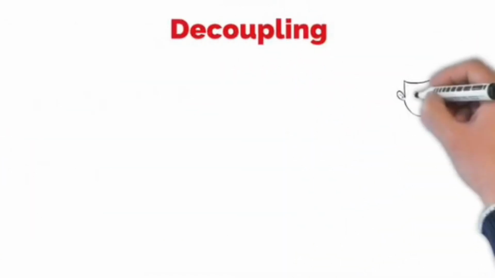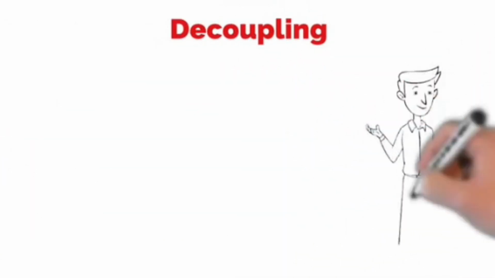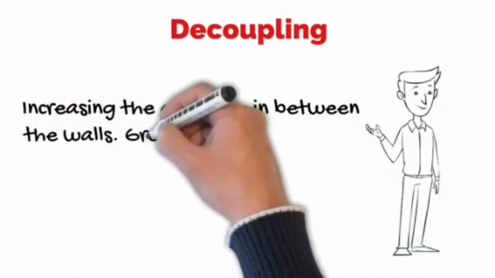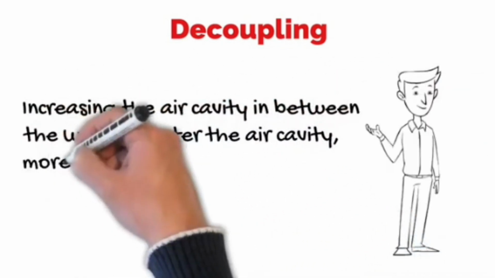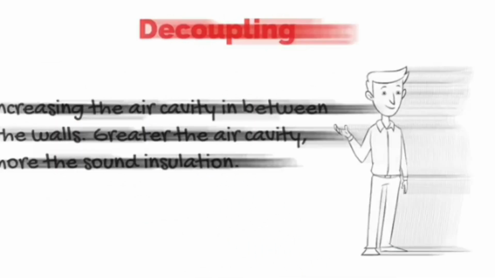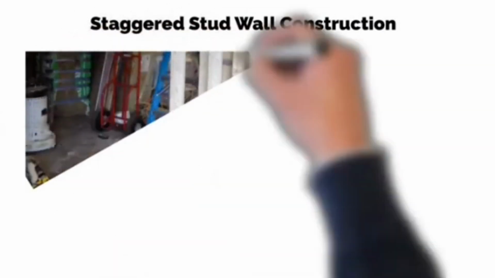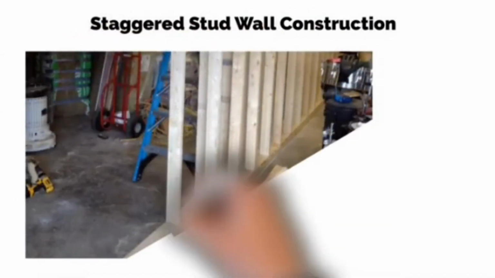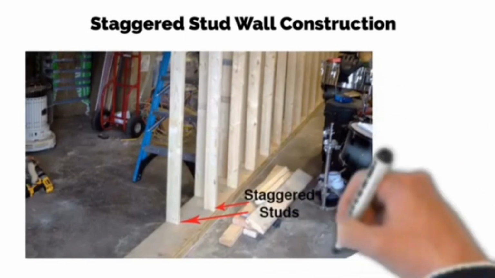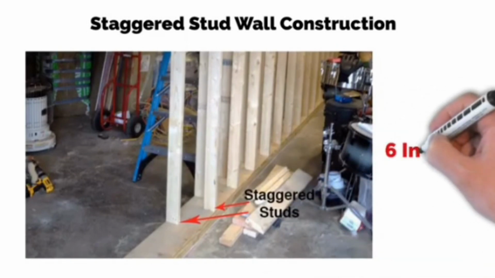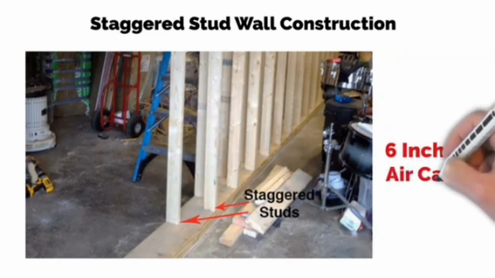And that is where decoupling comes in. Decoupling, in simple terms, is increasing the air cavity in between the walls. The greater the air cavity, the more the sound insulation. Decoupling by staggered stud wall construction. A normal wall would be 4 inches wide, whereas a staggered wall would be 6 inches wide. The vertical 2x4 studs are placed alternately on each side of the plate. With this, you will be gaining an extra air cavity of slow-moving air, which is highly beneficial for sound isolation.